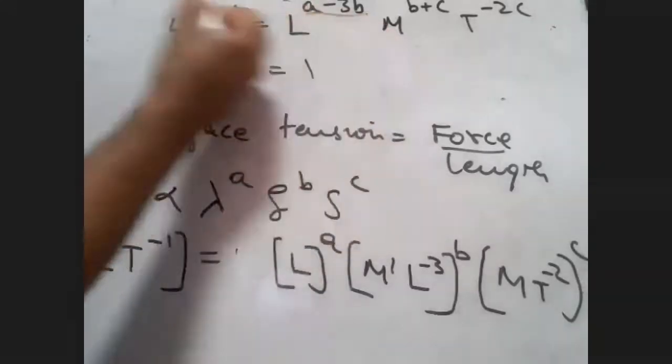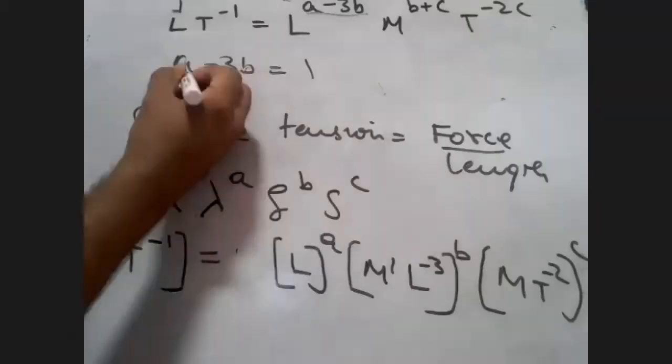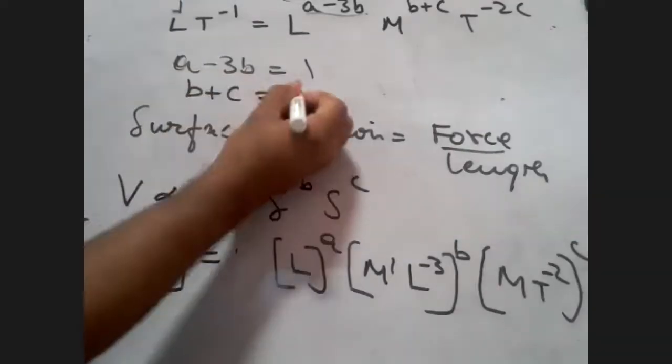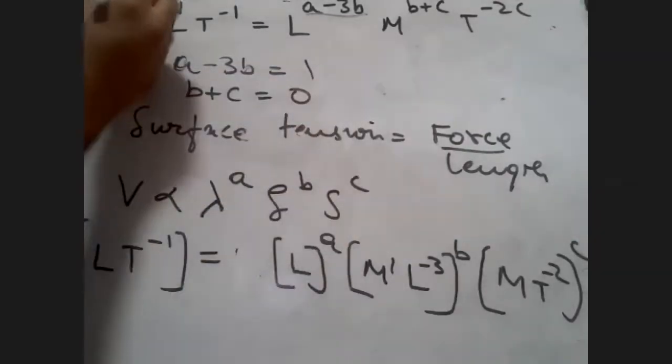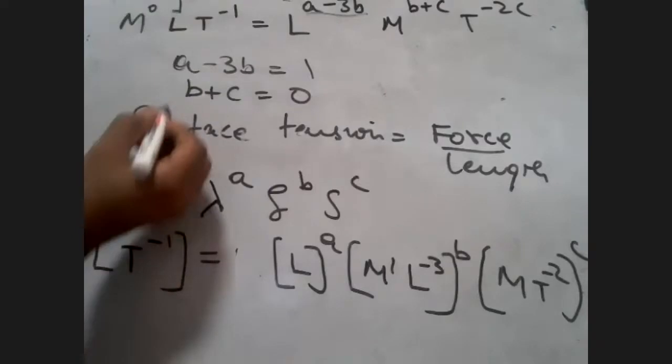This is equal to 1. Of course, this is 1. And the second equation: K is equal to B plus C equals minus 0, because mass is not there, only mass raised to 0. So B plus C is equal to 0.